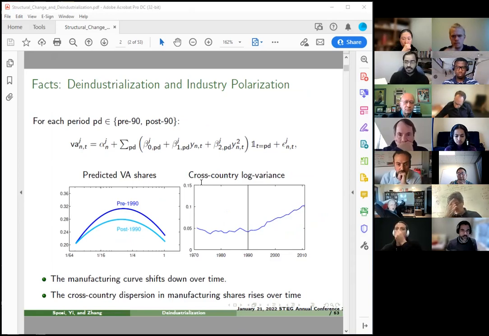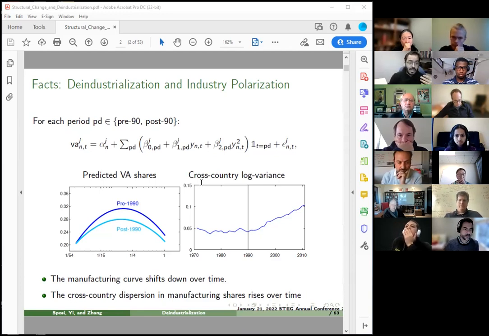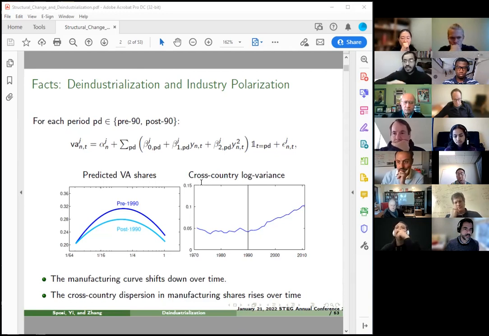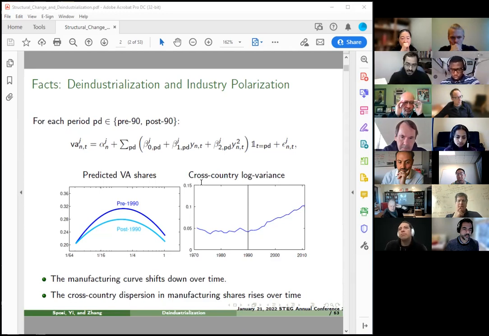We then use those estimates to construct a path for a median country, what it would look like as its income progresses. And clearly what you see in the left panel of the figure is that the pre-90 path is much higher than the post-90 path. The interpretation is that countries that go through the industrialization process later are going to have lower manufacturing shares and attain a lower manufacturing peak share. So this deindustrialization fact is about the first moment, right? The expected path that a country is going to follow.